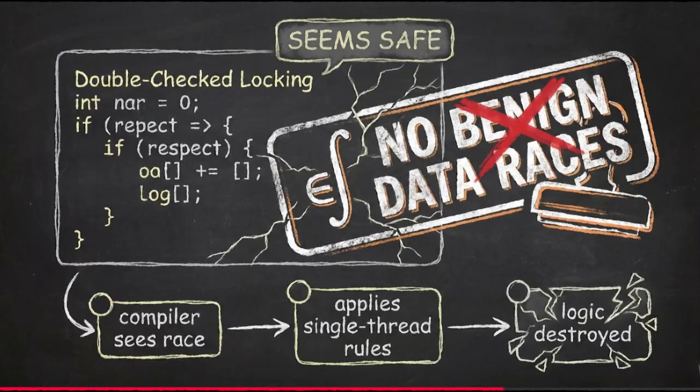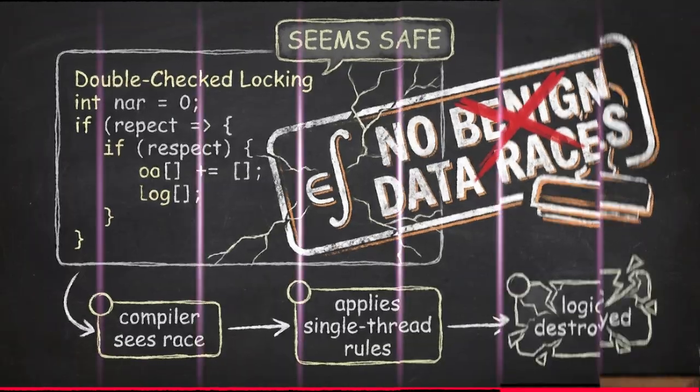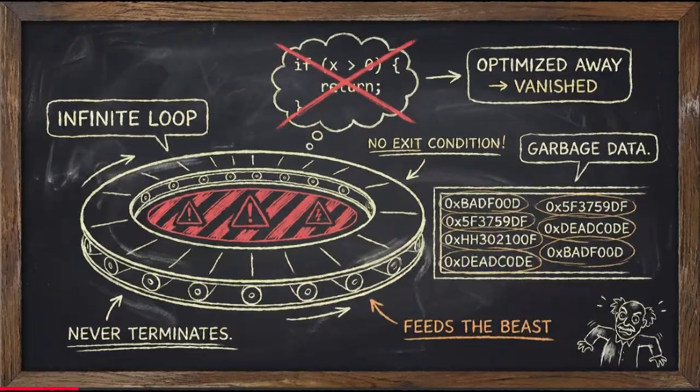Because the moment the compiler spots a race, even a seemingly harmless one, its single-threaded optimization rules just completely destroy your logic. Because it assumes the race can't happen. Exactly. It might optimize away a secondary check, assuming nothing could have asynchronously changed the state. Suddenly, your program is trapped in an infinite loop, or worse, it's operating on uninitialized garbage data.